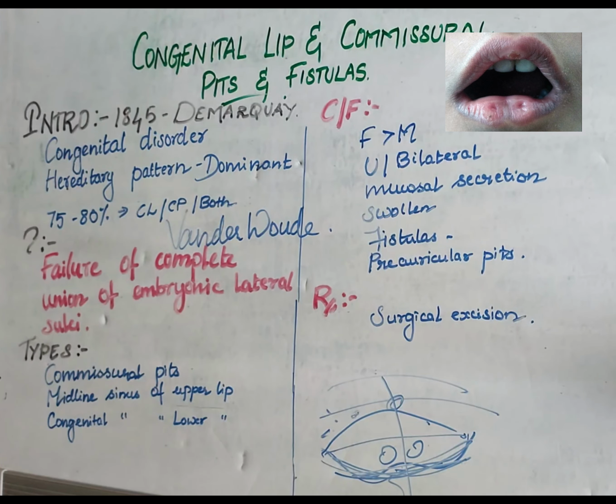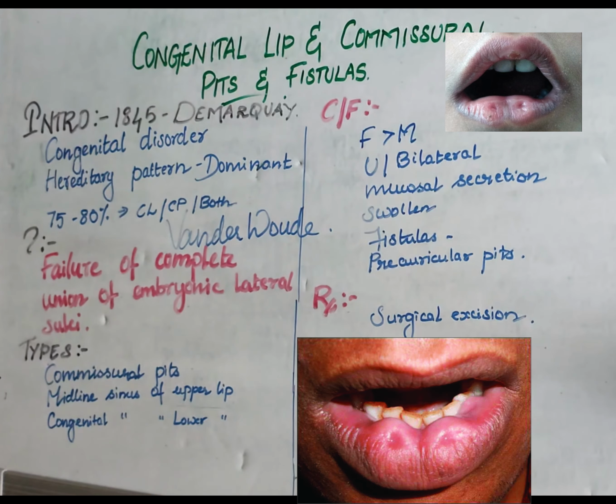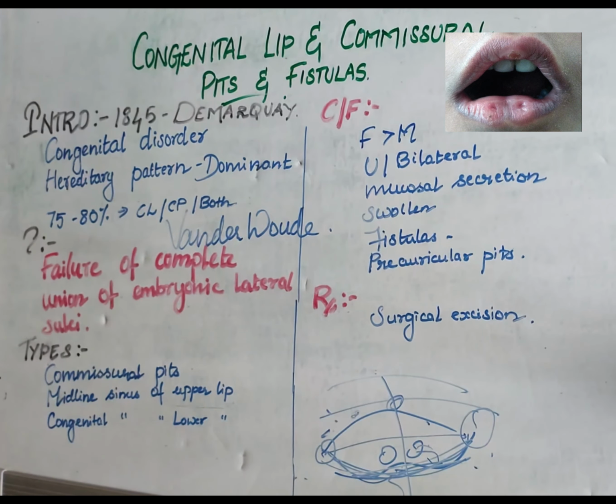I will be adding pictures for reference. But there have also been reported cases which are unilateral. Cases affecting the corner of the mouth can also be bilateral, and some cases can be unilateral. In some cases, these pits can have mucus secretion coming from the base of the pit. In some cases, the lips may be swollen, which sometimes causes some discomfort to the patient.